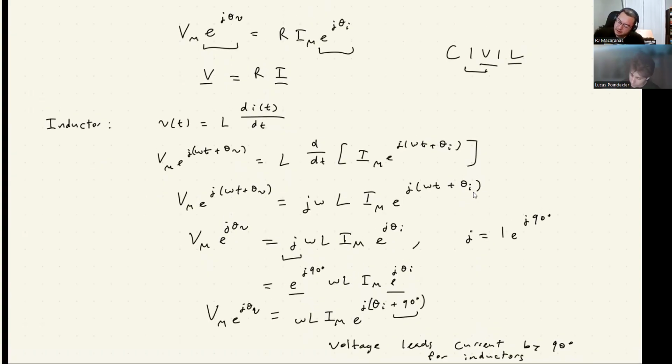I'll just box this here, and so that's for the inductor. The next thing we would typically look at is the capacitor. I'm just going to give the result here. If we use the defining equation for the capacitor, we can show that the current, and this would probably be good practice for you to try out.